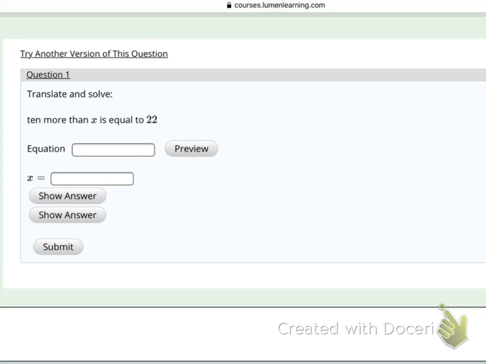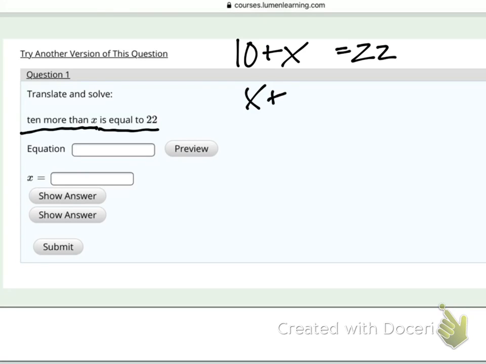This one I'm going through quickly again. We're going to do this. Is equal to 22 equals 22. 10 more than x. 10 plus x. Or if you wanted, x plus 10. Same exact thing. They are the same exact thing. So don't ever be worried about those.